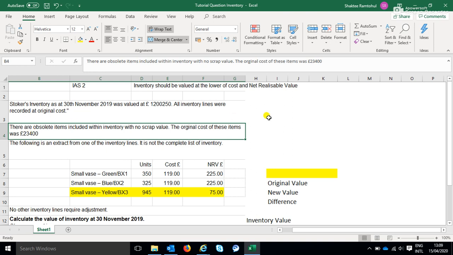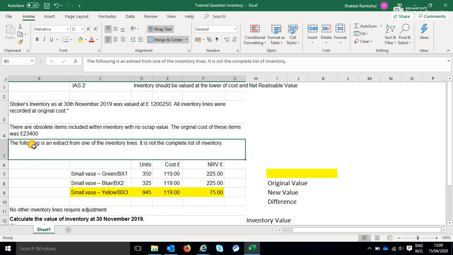Now, what does that mean? Obsolete means they can be put to no use. It means that if we're selling them, we won't get anything for them. So the question is, should we include that as part of inventory? The answer is no, we should not, because you are not able to sell them. So surely we should exclude them from inventory, and we will look at that later.